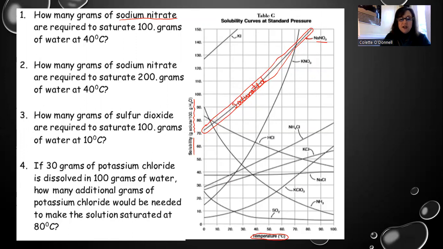So in other words, the line is showing us exactly how much solute can fit into 100 grams of water at a particular temperature. If when we look at our graph we plot a point that is above that line for sodium nitrate, what that would mean is that we are saturated with some excess solute that isn't dissolved. Okay. Now, this is where students sometimes want to say, well, if we're above that line, we're supersaturated.